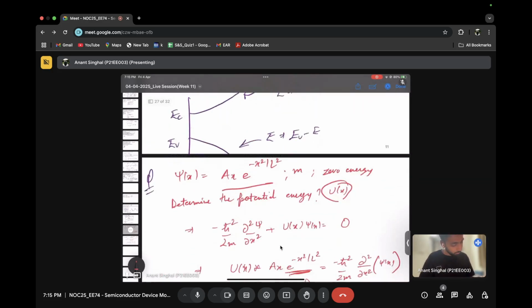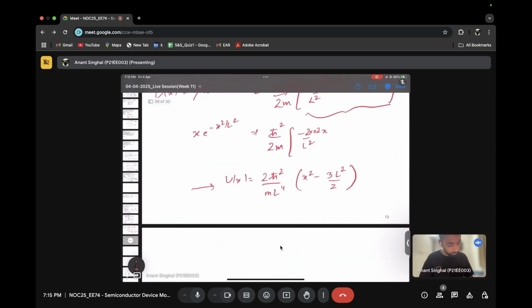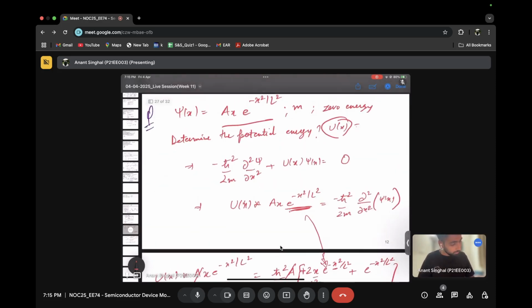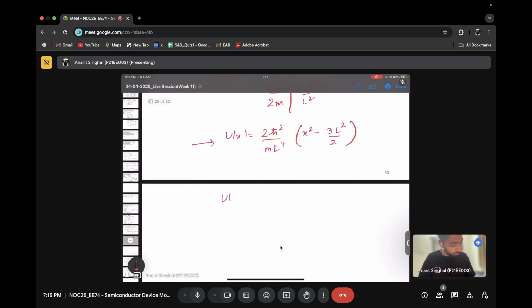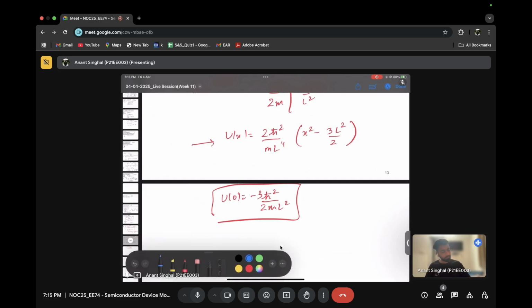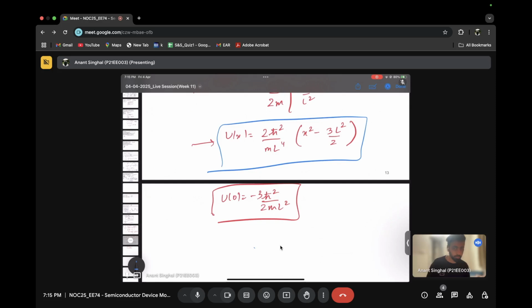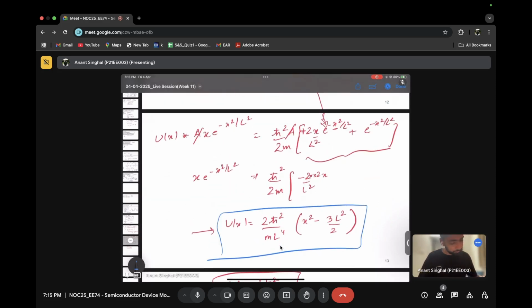So for this U(x), you need to find it at x equals 0. Sorry, I forgot to give that. If you put x equals 0, U at 0 will come out to be minus 3h square by 2mL square, I guess. Something like that. Make sense? Just recheck the double differentiation. You can use some online tool. I don't know exactly what I'm doing. Is it fine?